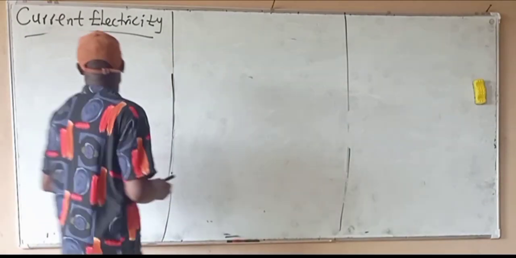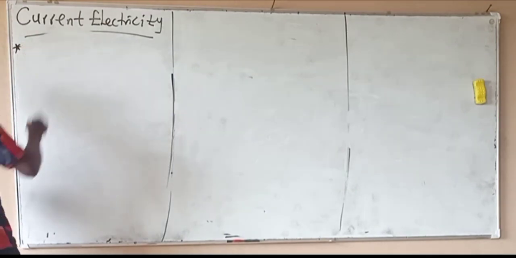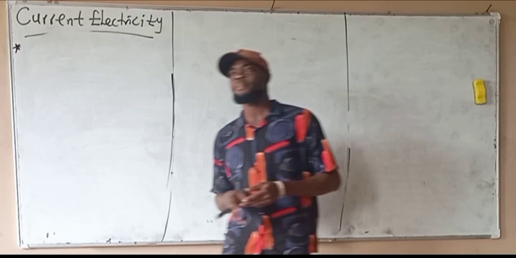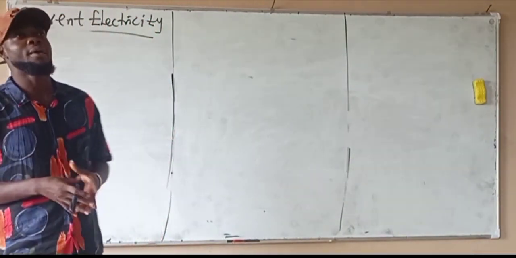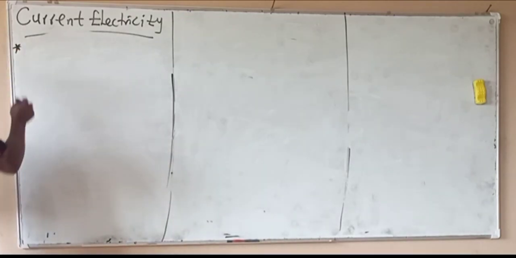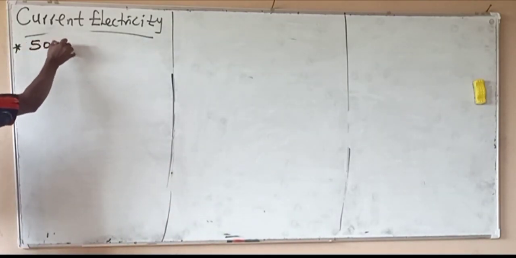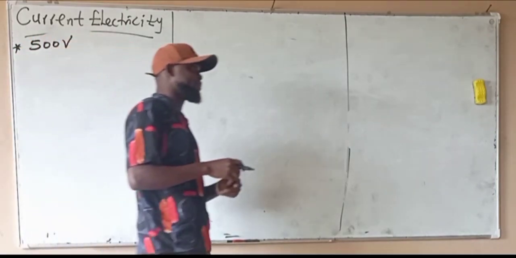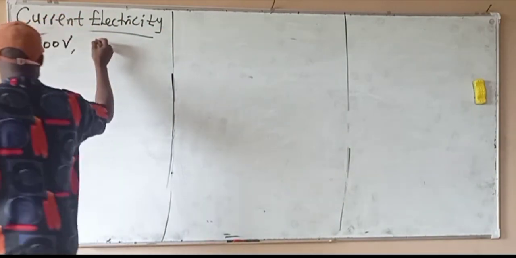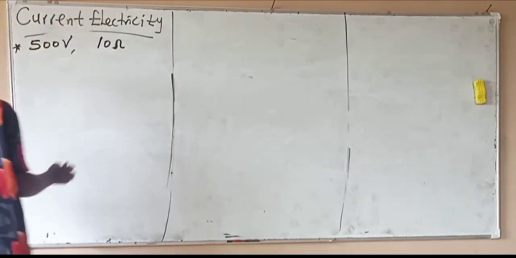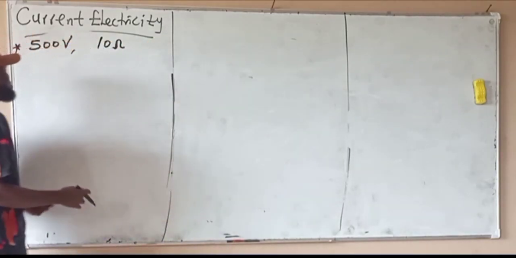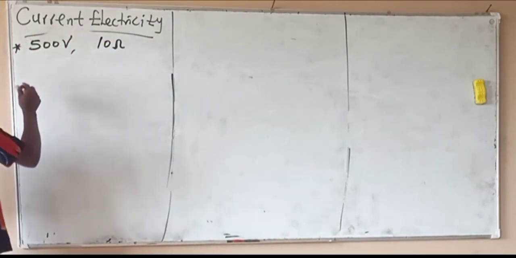More examples. Now, let's start this. Calculate the current flowing through a wire at 500 volts, if the resistance of the wire is 10 ohms. What is the current flowing through this wire?